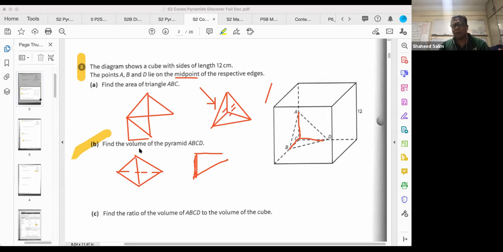The formula is area times the height. What's the area here? This one is 6. This one is 6 or so. So half times base times height, you get the area here. Then times by this height. Can you try?